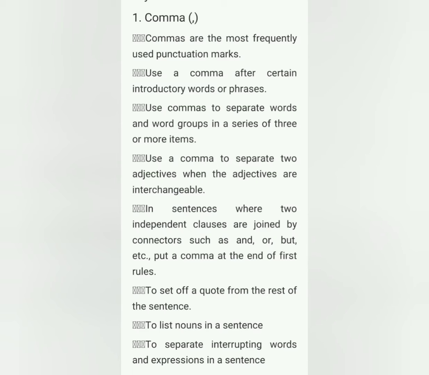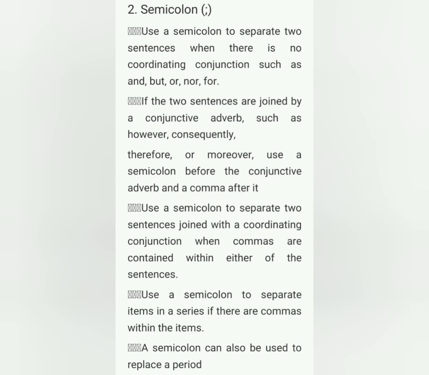A comma can be used in a variety of ways. Commas are the most frequently used punctuation marks. Use a comma after certain introductory words or phrases, to separate words and word groups in a series of three or more items, and to separate two adjectives when the adjectives are interchangeable. Where two independent clauses are joined by connectors such as and, or, but, put a comma at the end of the first clause. Also use commas to set off a clause from the rest of the sentence, to list nouns in a sentence, and to separate interrupting words and expressions in a sentence. These are the main usages of a comma.